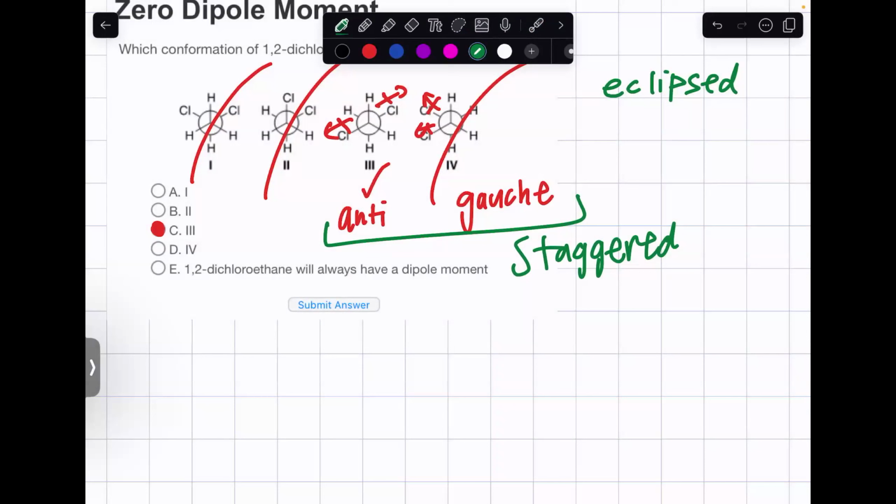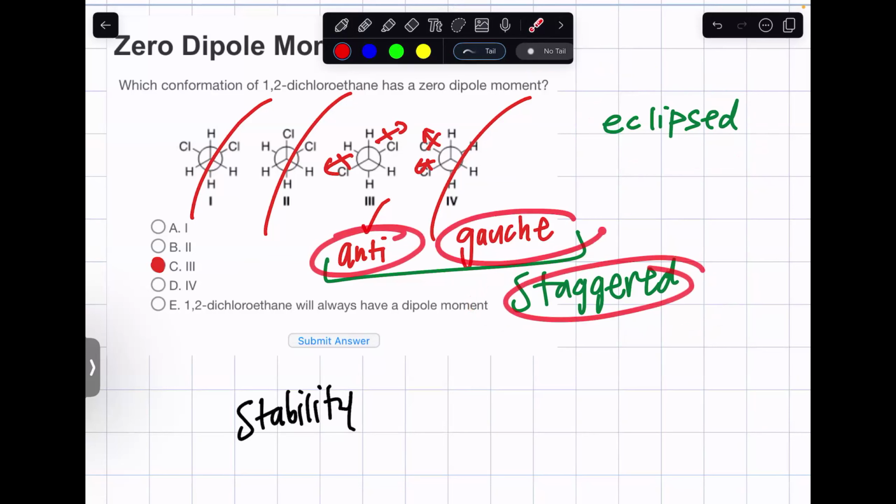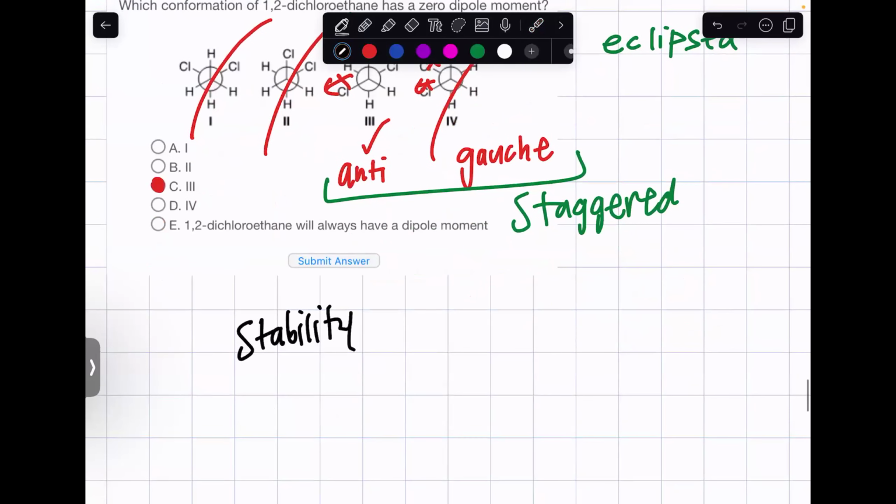Let's just talk about the stability of these. Which one of these is the most stable? Well, first, which one's more stable, staggered or eclipsed? Staggered. Yep, staggered. So now, which one is more stable, staggered, anti or gauche? Anti. Anti, yeah.